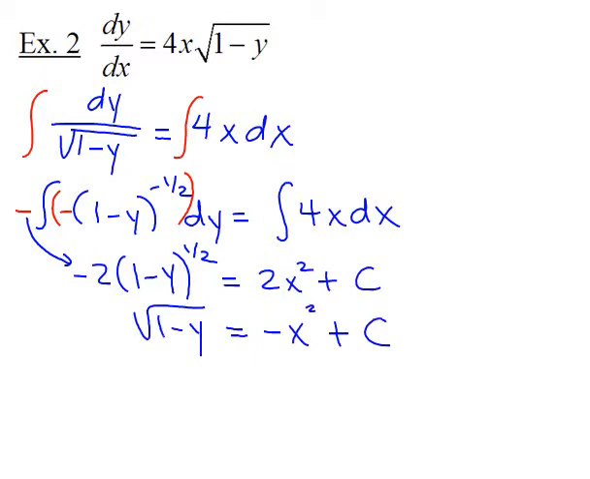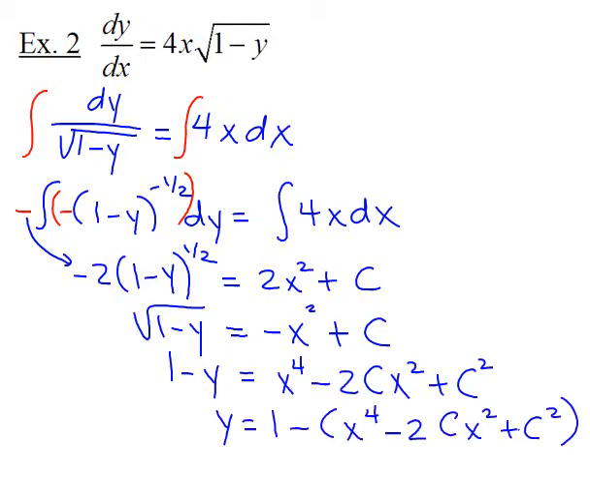First, divide both sides by 2. Notice that when I divide by 2, I don't bother writing c over 2 here. Since you don't know what c is, it doesn't matter. Square both sides and isolate y. So y equals 1 minus the quantity x to the 4th minus 2cx squared plus c squared.